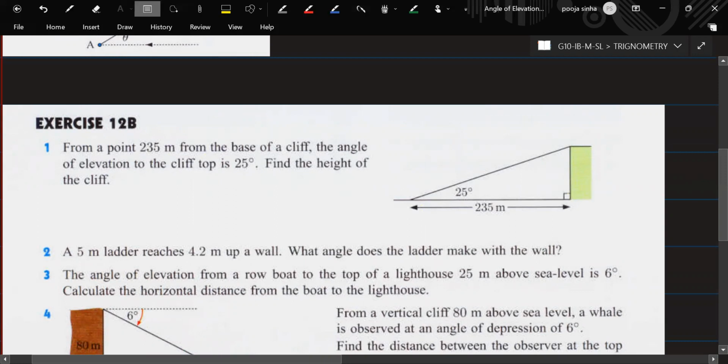From a point 235 meters from the base of the cliff. Where is the base of the cliff? What is the cliff here? Miss, here it's angle of elevation. You'll use tan to.